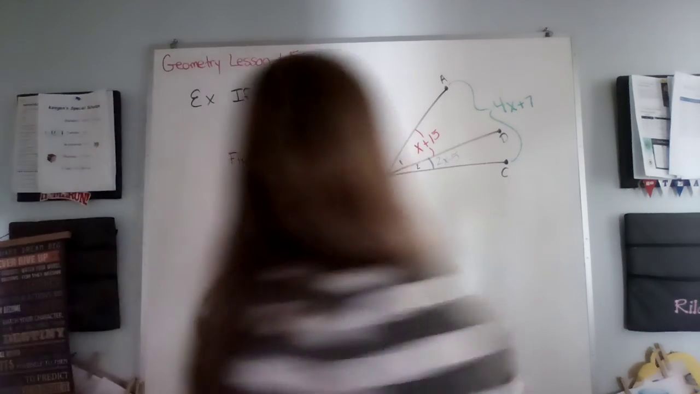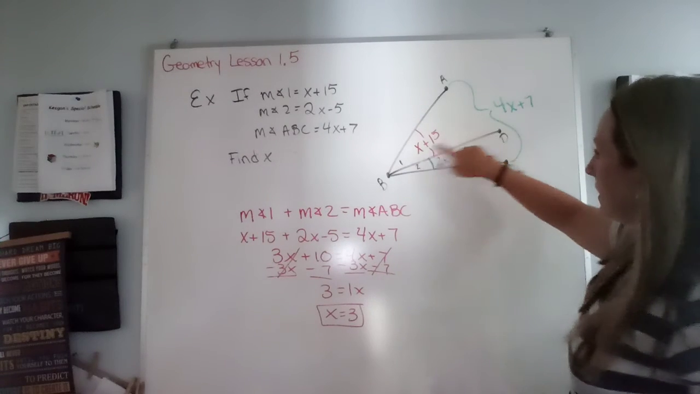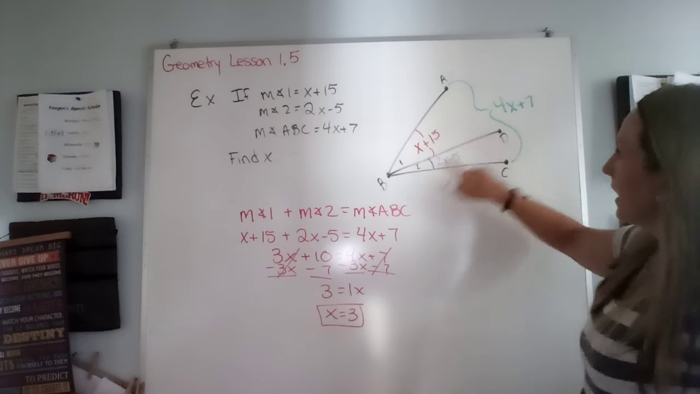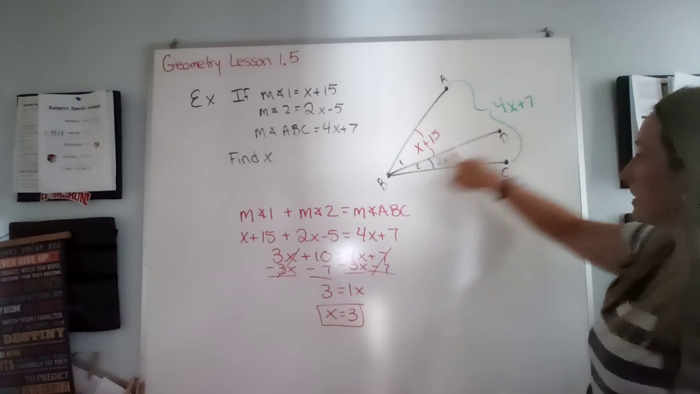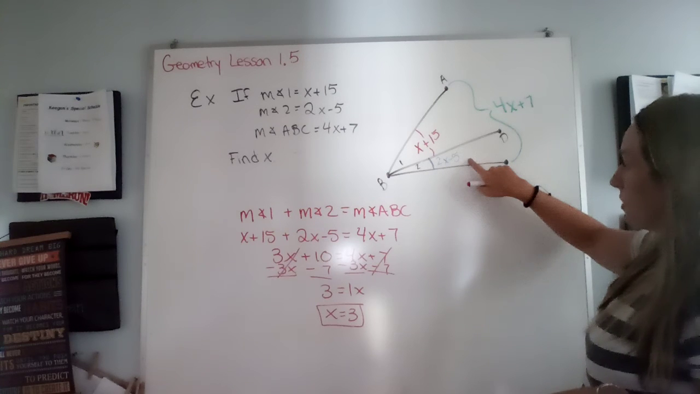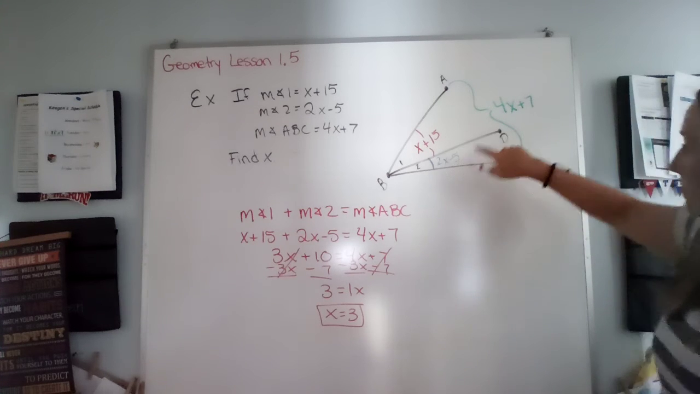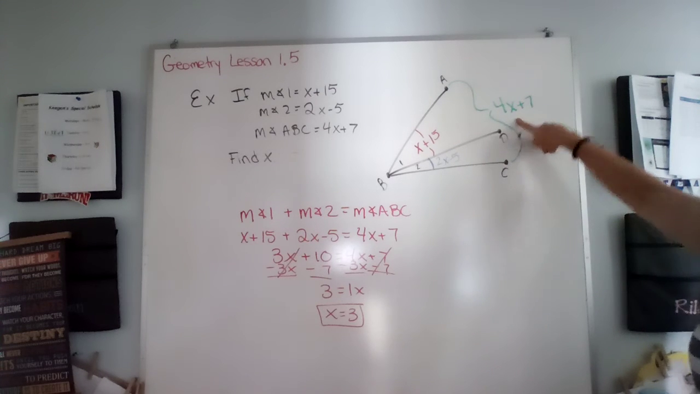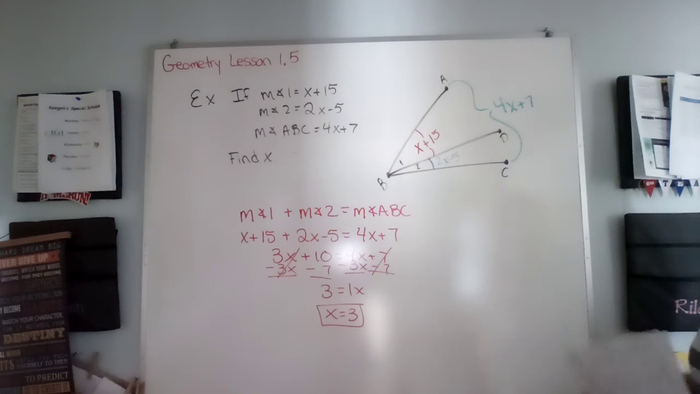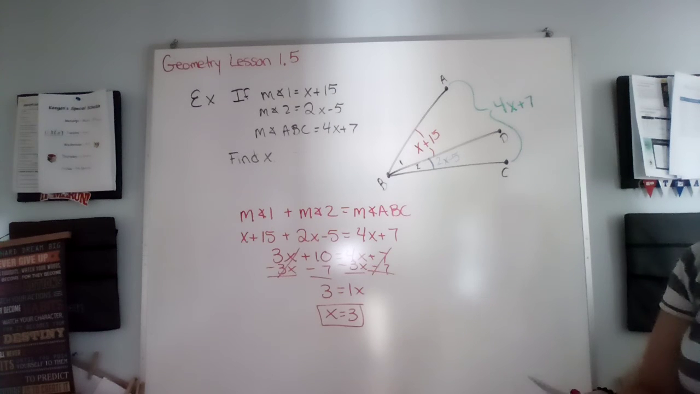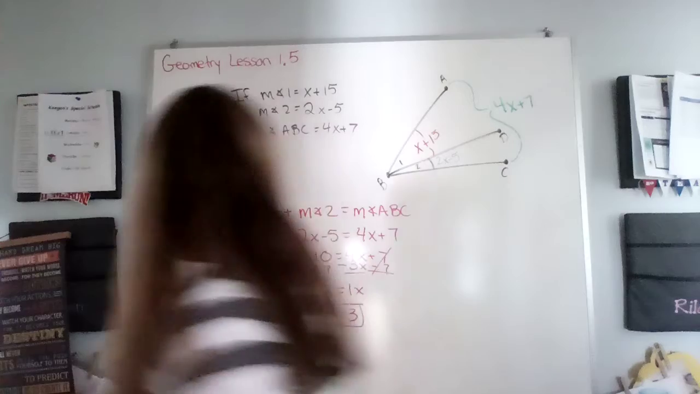If the question had said, what's the measure of angle ABD, I'd have to plug 3 in here to find that this angle is 18 units. If I was asked to find the measure of angle DBC, plug in 3, that would be 6 minus 5, to give you a 1 degree angle. Or if I wanted to find the measure of ABC, plug 3 in here, 12 plus the 7 to get an 18. Okay. All right, let's move on to another problem.